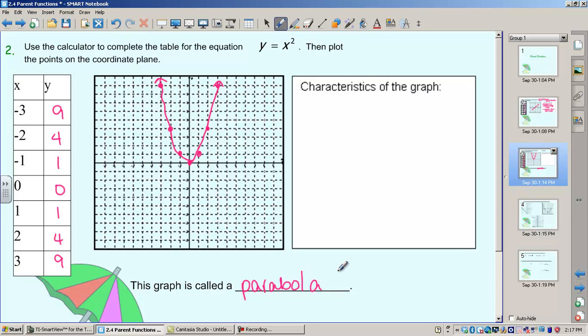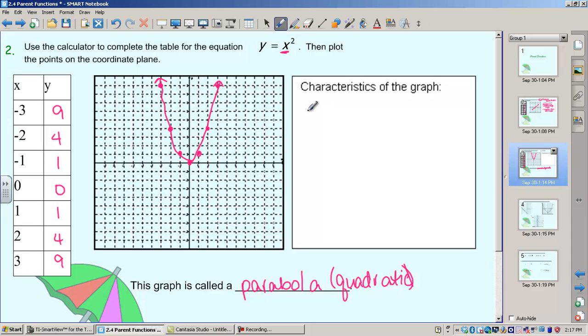You only get a parabola when you have what we call a quadratic function. And what makes it quadratic is this, that's a parenthesis, is this x squared right here. And so this is the graph of the quadratic parent function.